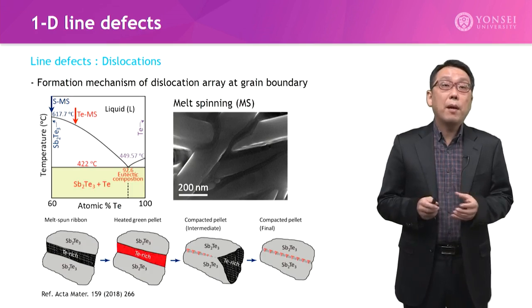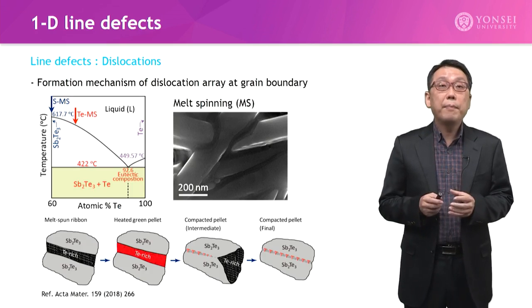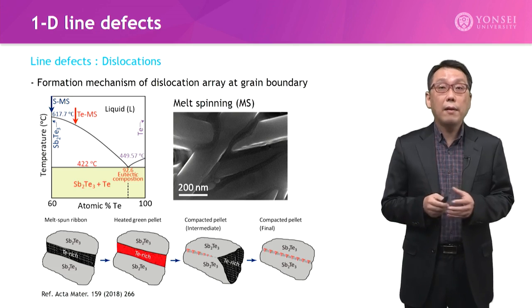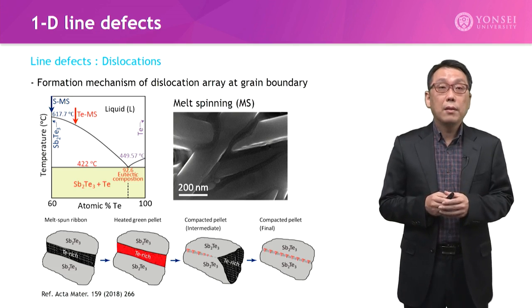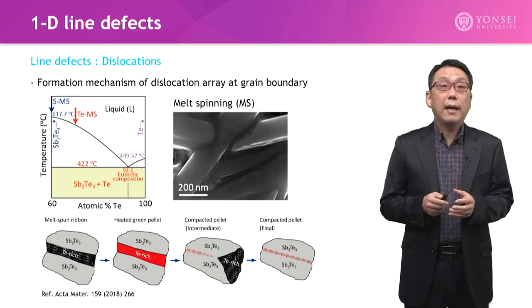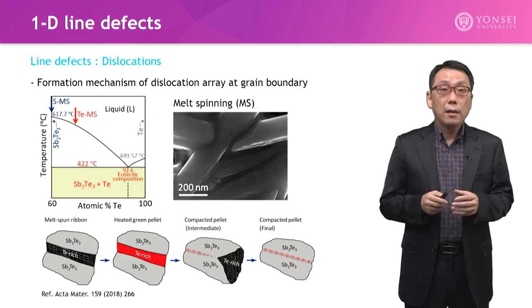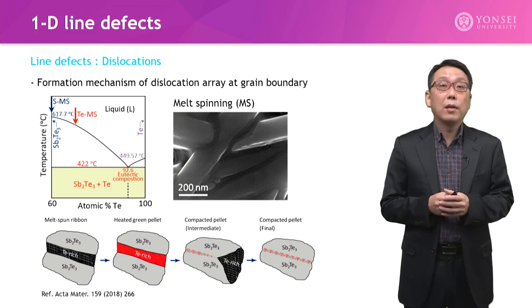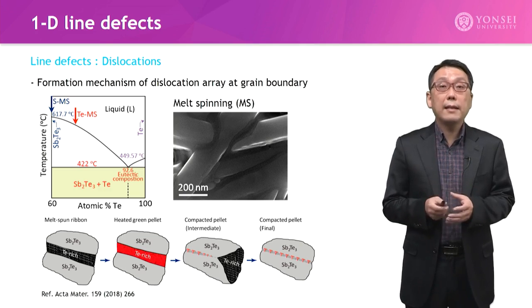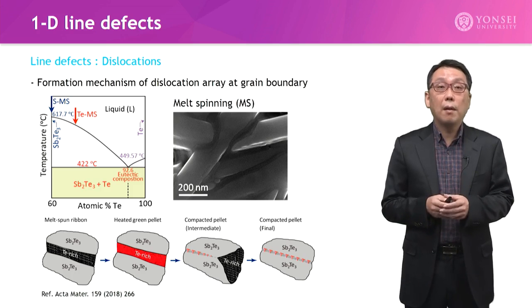And then let's think about one important example for the formation of dislocation arrays at grain boundaries. We can use antimony telluride and tellurium mixture phase as the model material. If we use the lead-doped composition and apply the melt spinning technique, which is one of the important rapid solidification processes, we can fabricate nanoscale heterostructures of antimony telluride and a mixture phase of tellurium and eutectic phase.